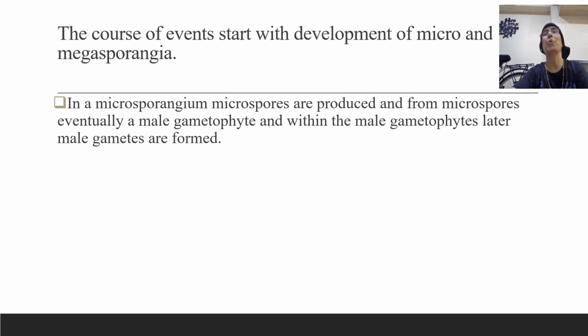In a microsporangium, what is a microsporangium? You've seen the stamen? You remember? I've already told you, yes, it is a stamen. In a microsporangium, the upper part, the anther lobes, they are called the microsporangia. Microspores are produced, and from microspores eventually a male gametophyte, and within the male gametophytes later male gametes are formed.